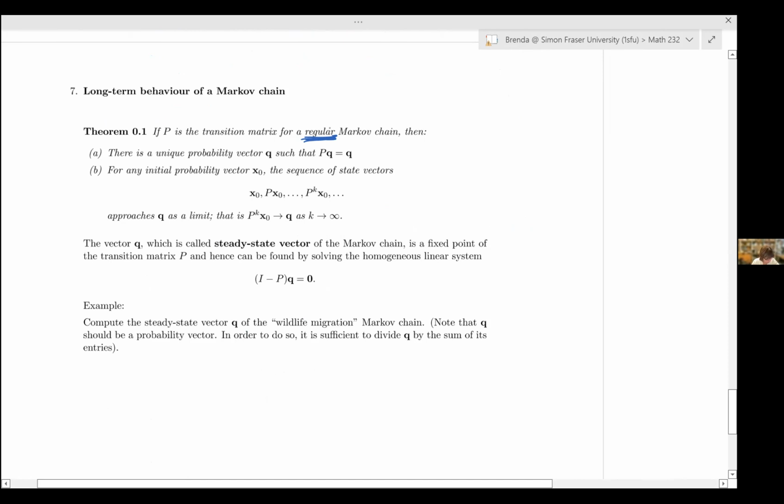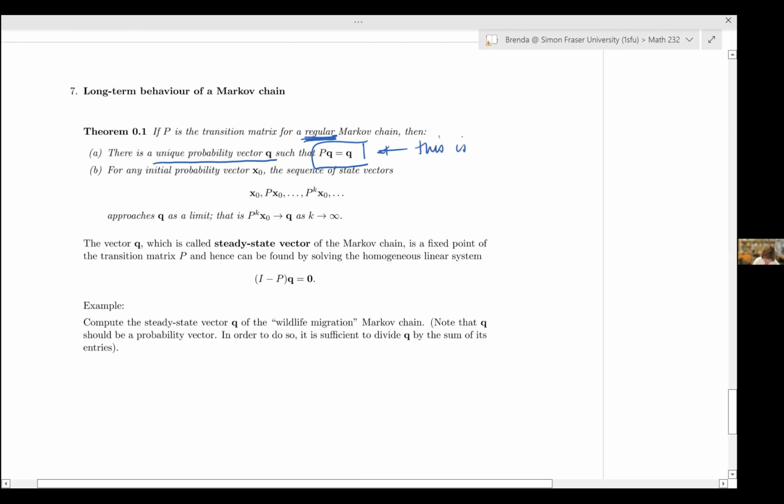Okay, so what this theorem is telling us is that if we have a transition matrix for a regular Markov chain, then there is a unique probability vector q such that Pq is equal to q. It means that after some amount of time, even though you keep reapplying the transition matrix, the vector doesn't change. You've reached a steady state and nothing is going to change. Okay.